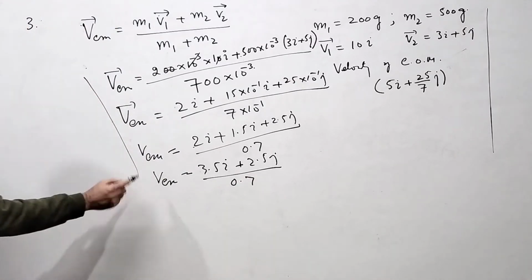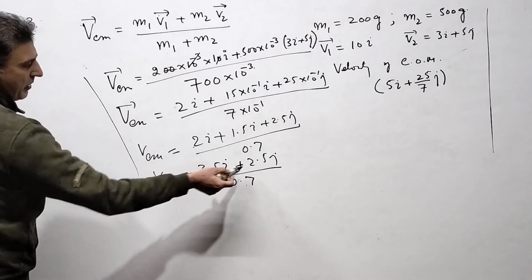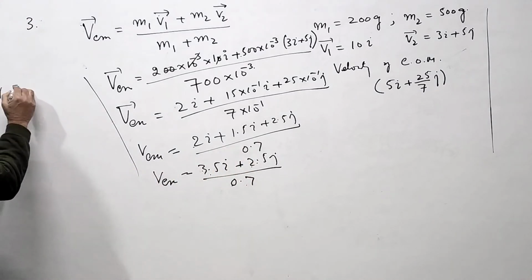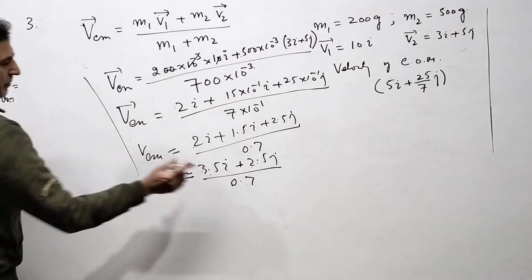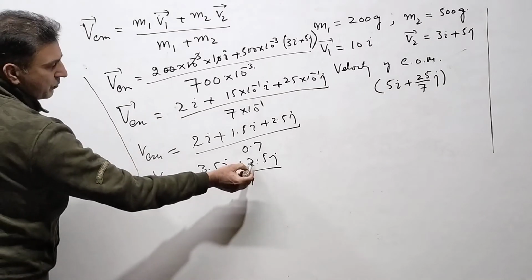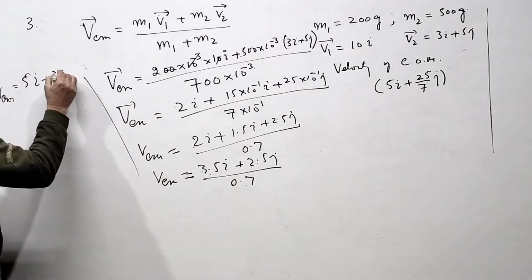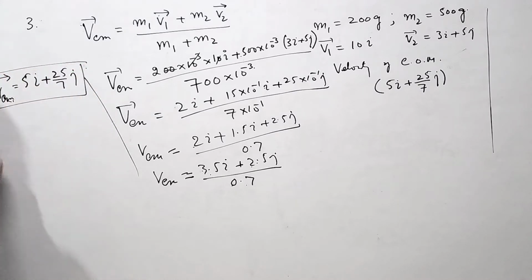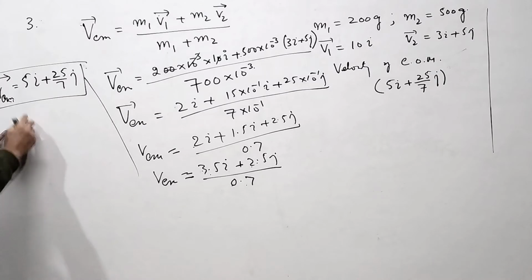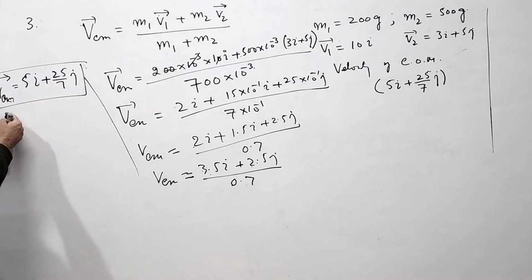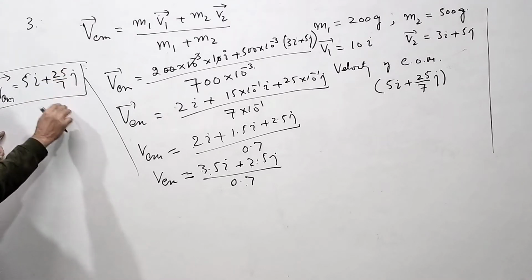Now divide 3.5 by 0.7 and 2.5 by 0.7. So VCM equals 5i plus 25 by 7 j. That is the answer. This is the velocity of the center of mass. Of course, we can find its magnitude, that is the root of 5 squared plus (25 by 7) squared, and you can find the direction theta, that is tan inverse of (25 by 7) divided by 5.